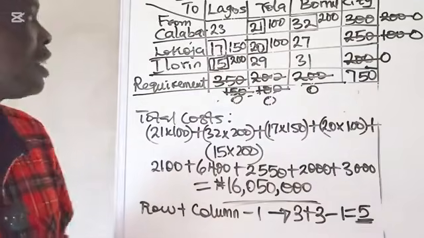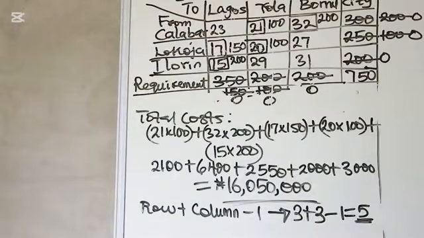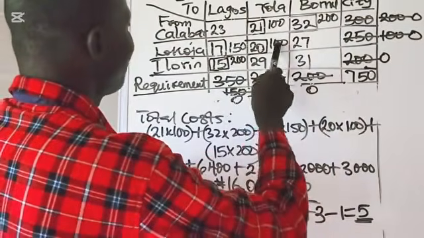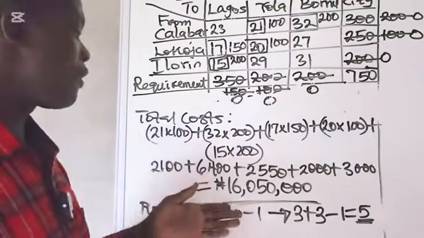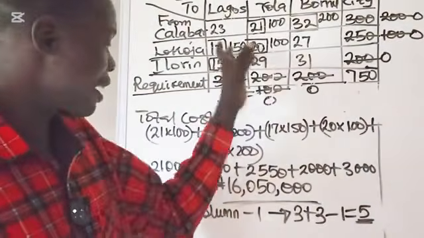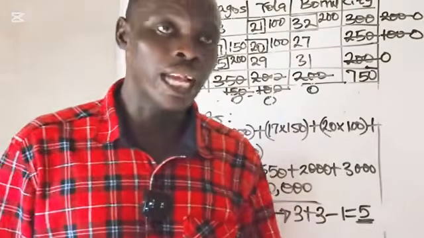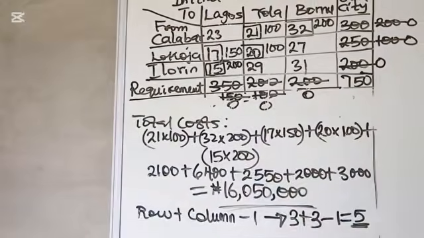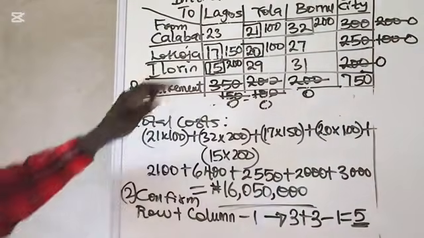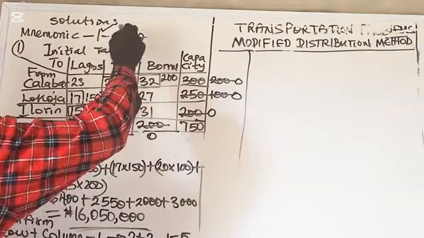So if that is 5, let's look at the number of assignments. How many cells have we assigned value to? This is 1, 2, 3, 4, 5. The number of cells in which the assignments are made is equal to the result obtained, which is 5. Since it is equal to 5, that means we are ready to test for optimality. This step is confirm. This is step 2. So step 1 is obtain the initial solution.